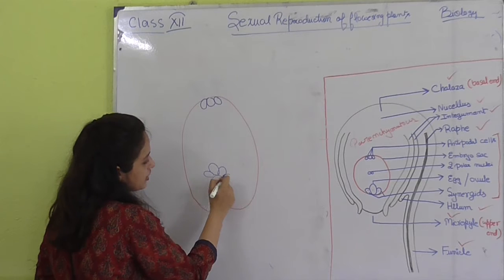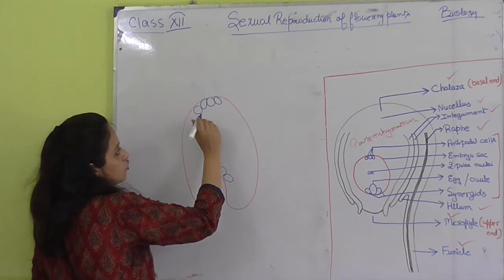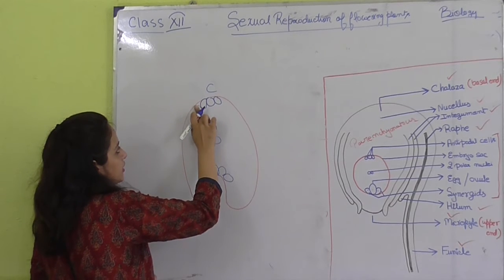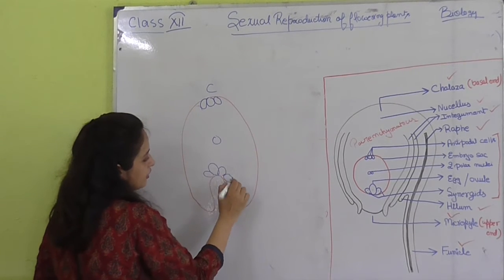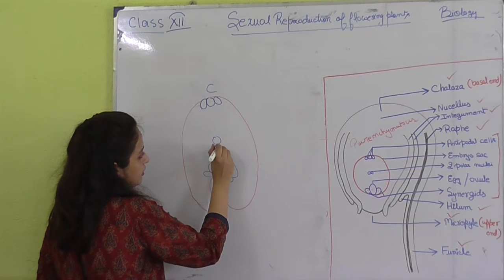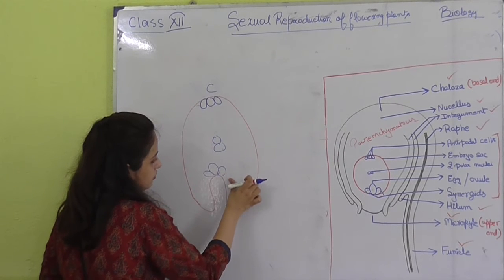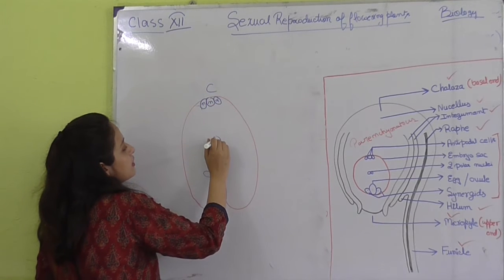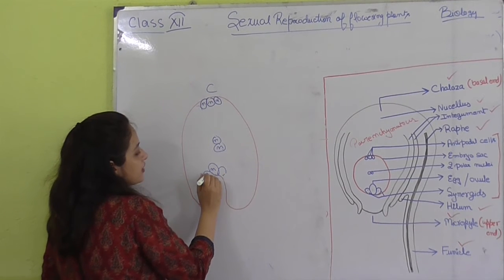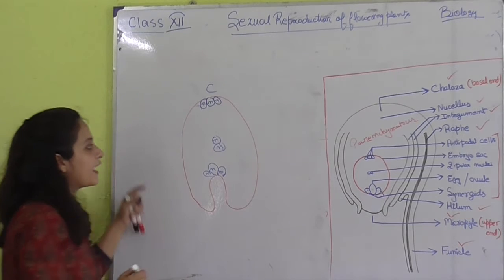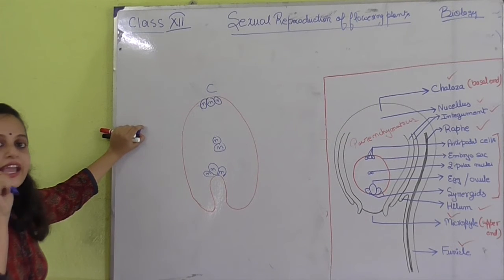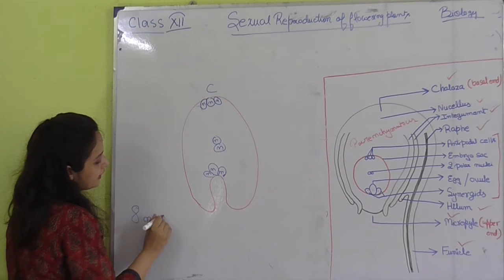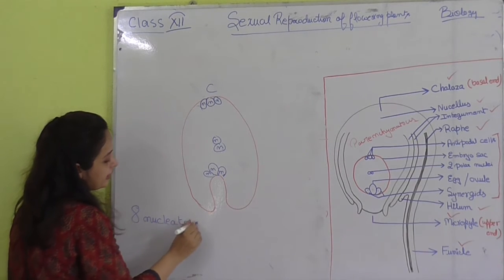Originally it was like this. From the top, from the chalaza part, one nucleus will come at the middle, this part. This one comes at the middle, and this one comes again at the middle. So as you can see, there are a total of 8 nuclei. So we can call it 8 nucleated, since there are a total of 8 nuclei present.